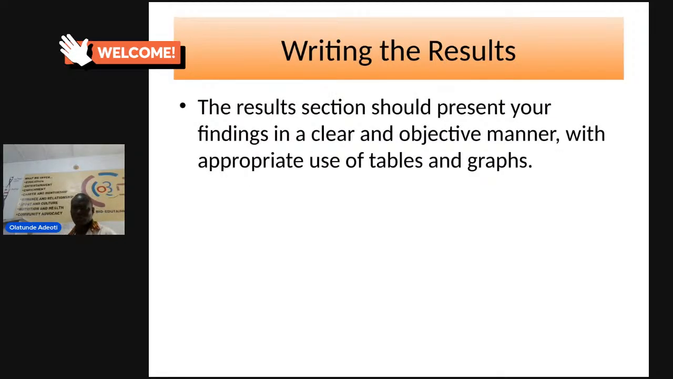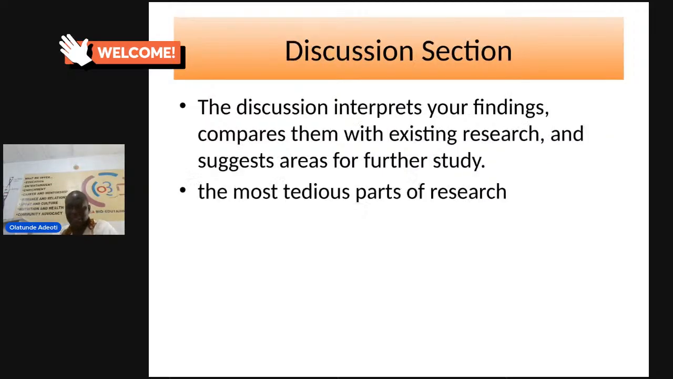Chapter 4 is going to be your results. This result section should present your findings in a very clear and objective manner. So that is when you will go back to your objectives and start analyzing them one after the other, with appropriate use of tables and graphs. This time around, you need to express your interpreted data in the form of charts, tables, and text as well.